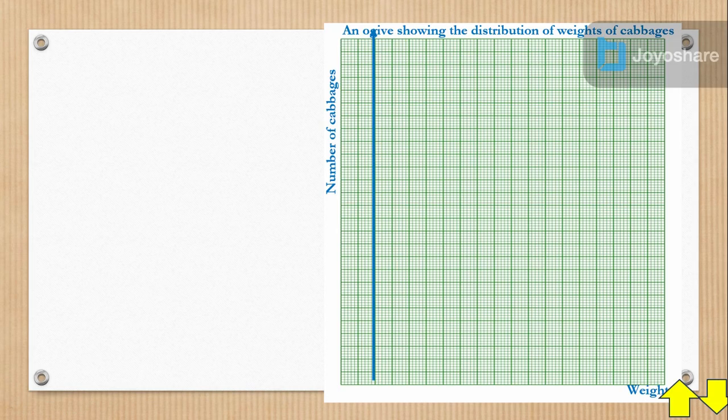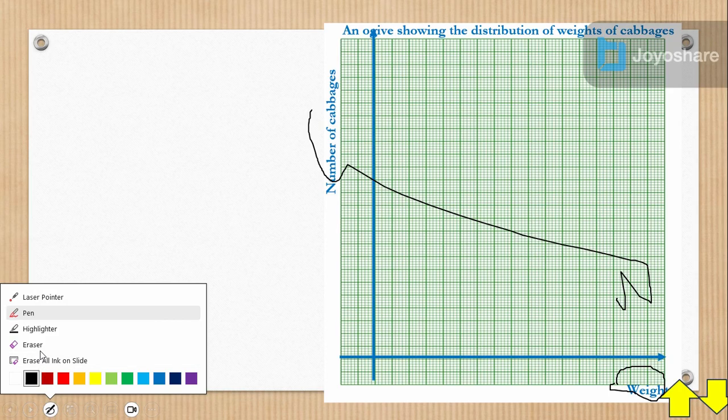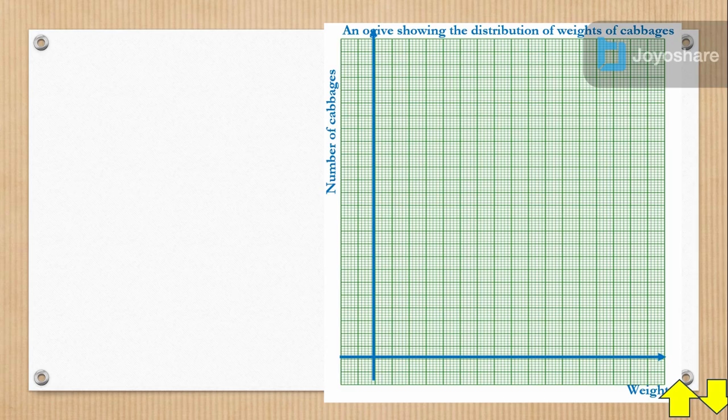That is our vertical axis, number of cabbages, or you can call it frequency. Then the horizontal axis, which we are calling the weights. Please, here we are labeling the axes. So the horizontal axis is weight, which uses the class boundary. Then your number of cabbages is the frequency. The number of cabbages, we call it the frequency. And then with that, we start numbering, demarcating our graph.